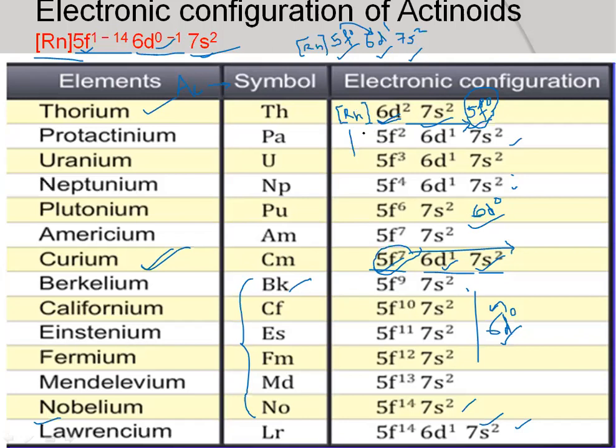But in case of protactinium, uranium, neptunium, plutonium, there is a little uncertainty, because here it will be 5f2 6d1 7s2, 5f3 6d1 7s2, 5f4 6d1 7s2. In plutonium and americium again 6d becomes 0, the electron will jump from 6d to 5f. Okay, the reason behind the shifting of electrons, as I said earlier, is that the energy difference is very low, that's why an electron can jump from one orbital to another to achieve extra stability.